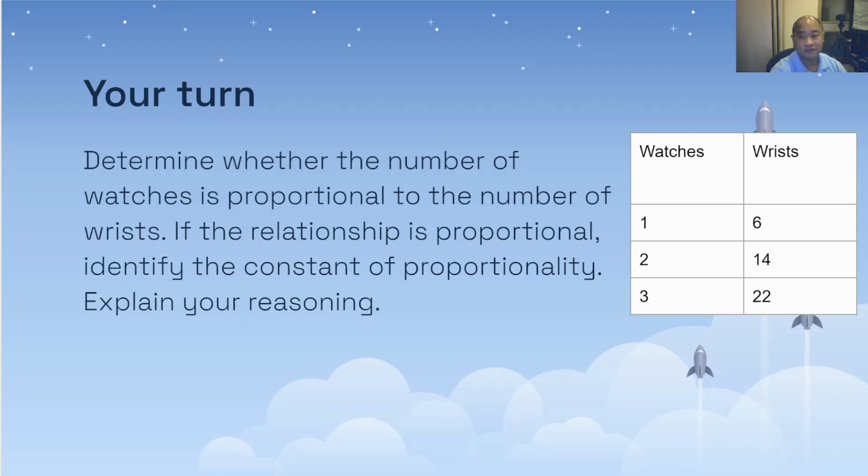Welcome back. Okay, so which one depends on which one here? This is a little bit trickier to know. Do the wrists depend on the watches? Probably not, right? Watches probably depends on wrists. So 6 over 1, 14 over 2. This is equal to 6. This is equal to 7. 22 over 3, which is just reduced to 22 over 3. So each one of these, the constant of proportionality is not equal, not a proportional relationship.